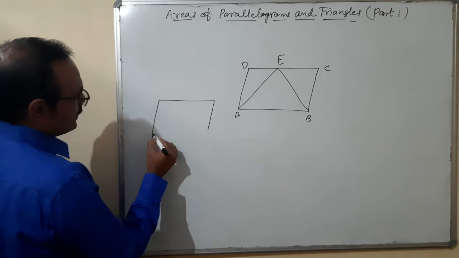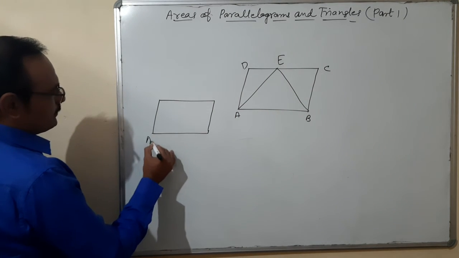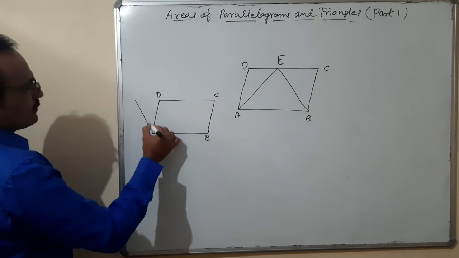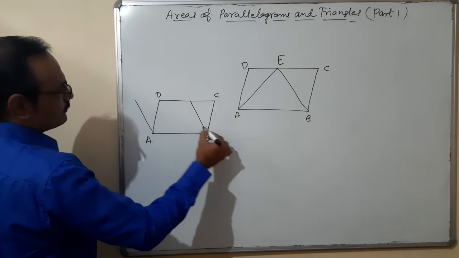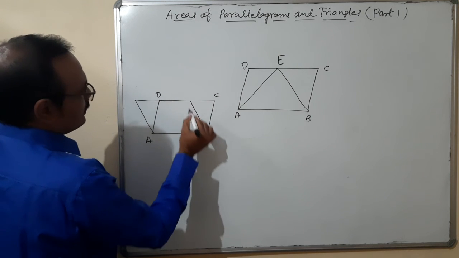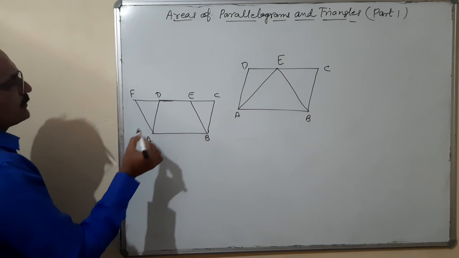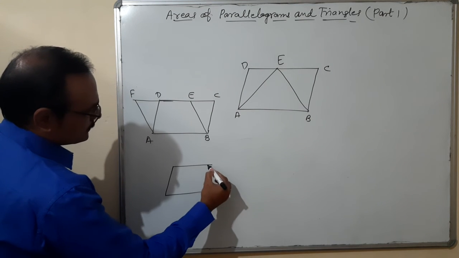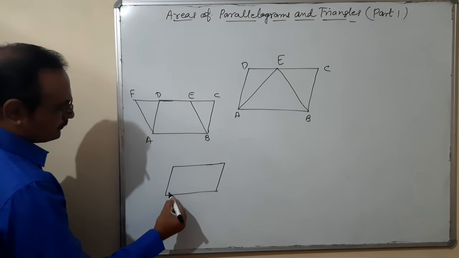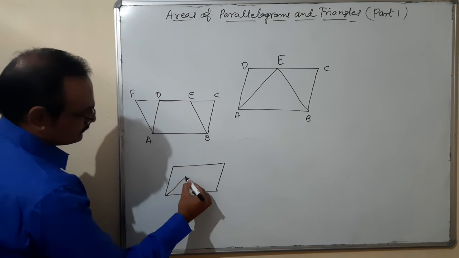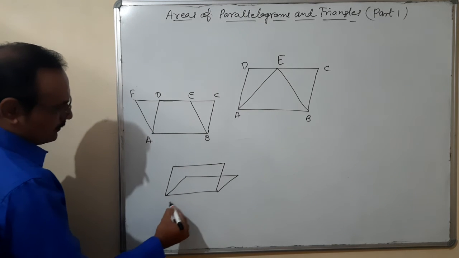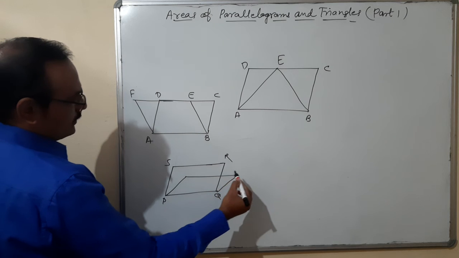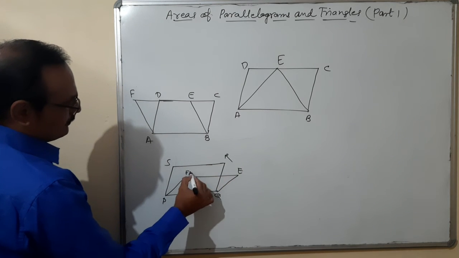Same as if this is one parallelogram, named ABCD. It is another parallelogram, ABEF. Now for the second, I am making a diagram, and after that we'll discuss what is the difference between these diagrams. PQRS and EF. Okay.